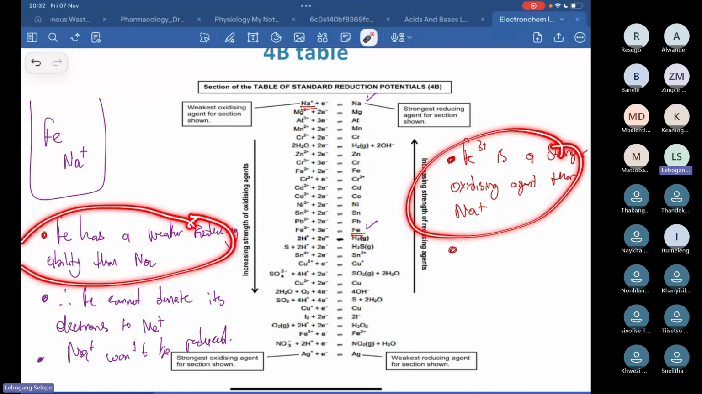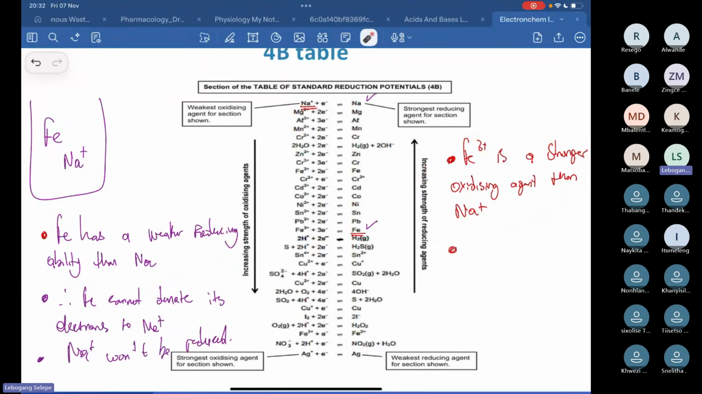So this point is equivalent to that point. It's actually telling us the same thing, but instead of comparing this and that, we are comparing this and that. These two points are telling the same story. That is why in the exam, they can say explain using reducing agents or oxidizing agents, either or. But if the examiner is strict, they can limit you to one option and say explain using the reducing agents, or explain using oxidizing agents. So be aware of that.